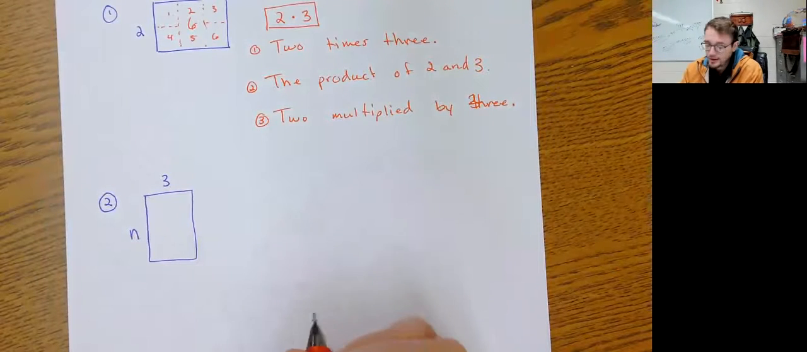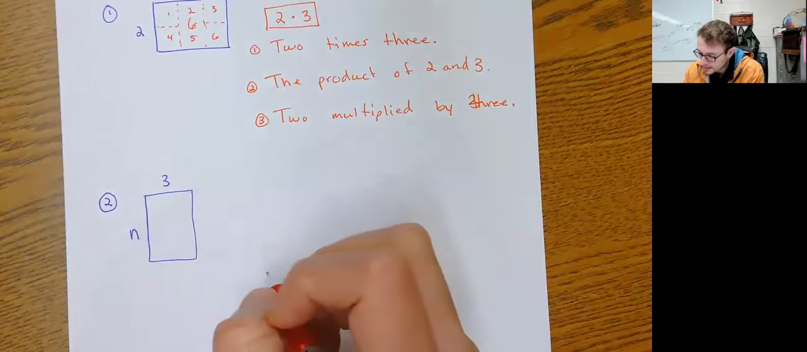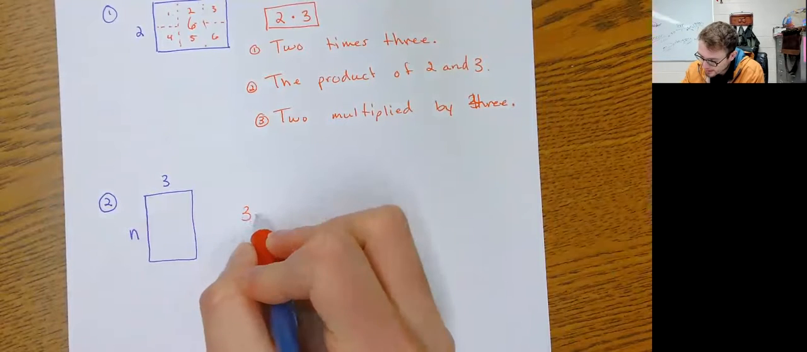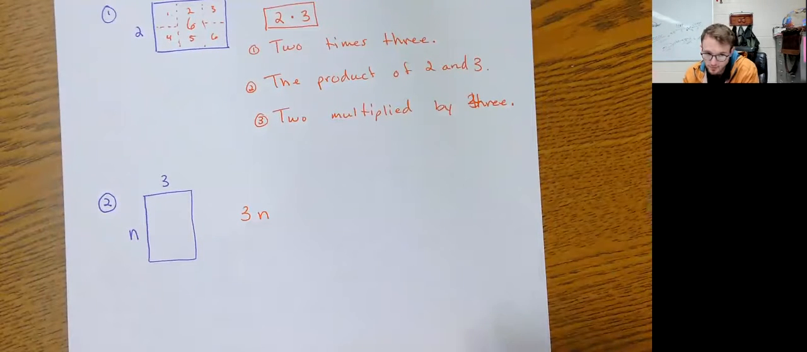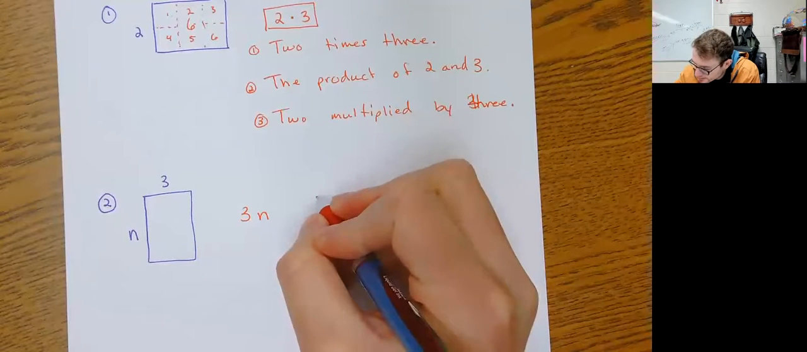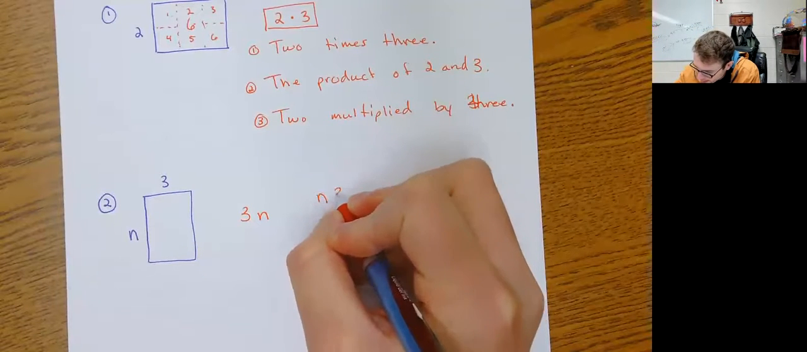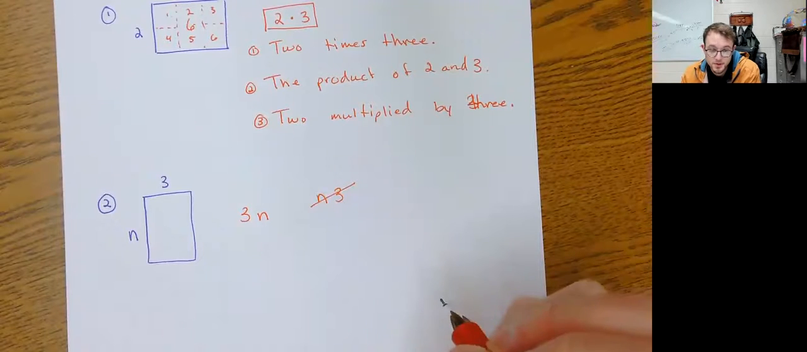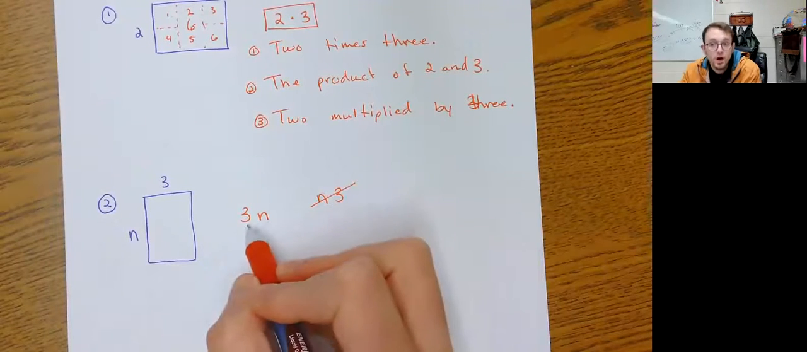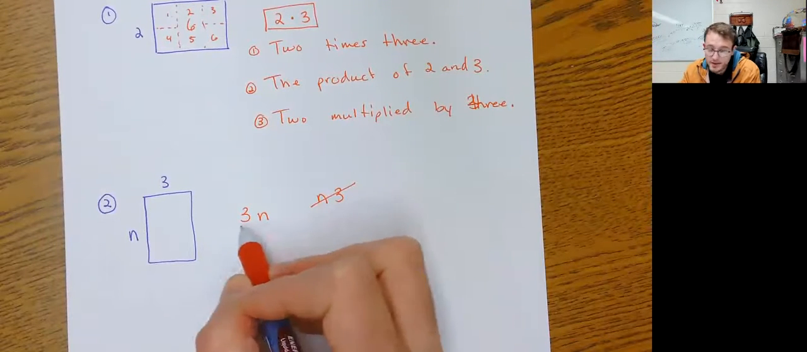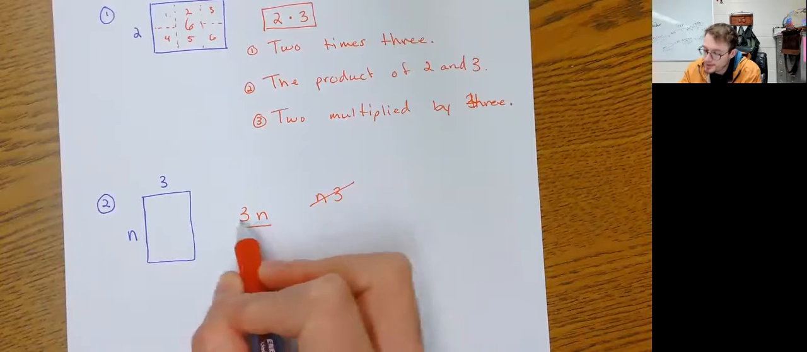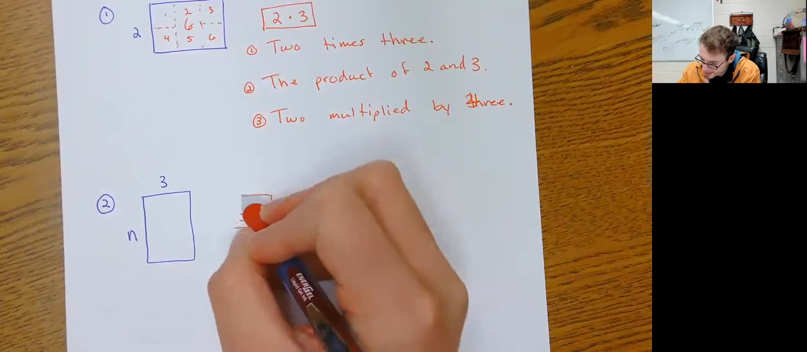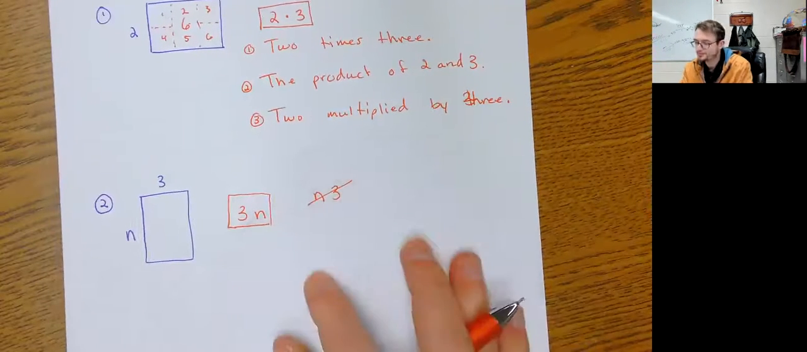All right. So the expression represented by this is 3n. Now, not n3, so we would not do that. We put numbers in front of the variables, called a coefficient. So the coefficient of this term is 3. So this is the expression, 3n.